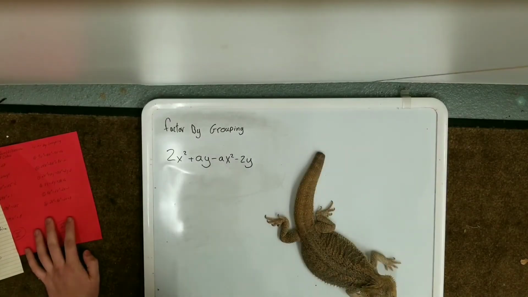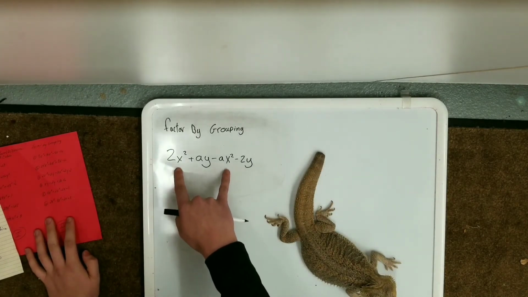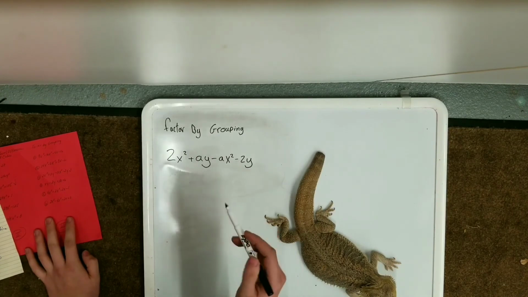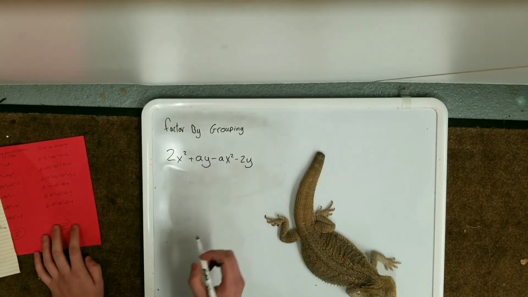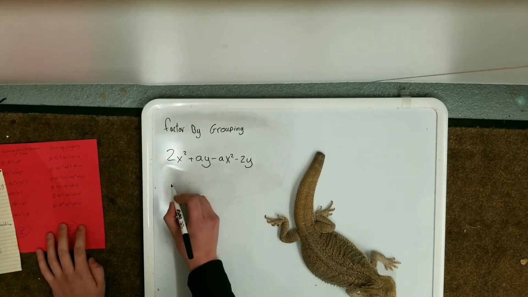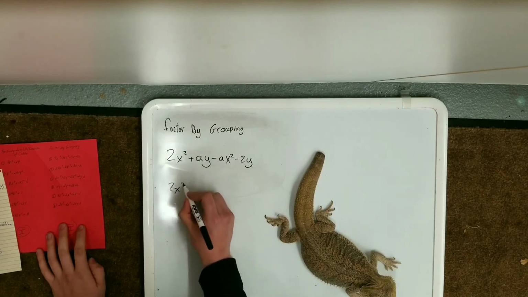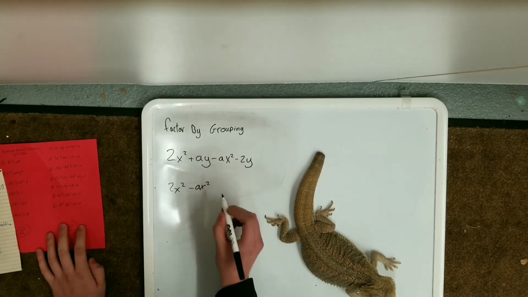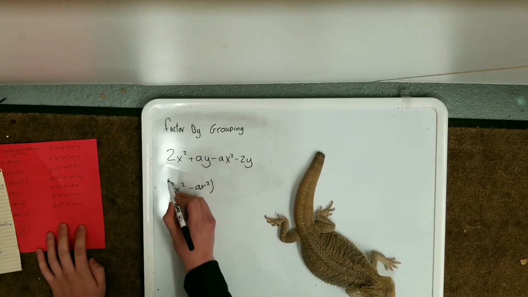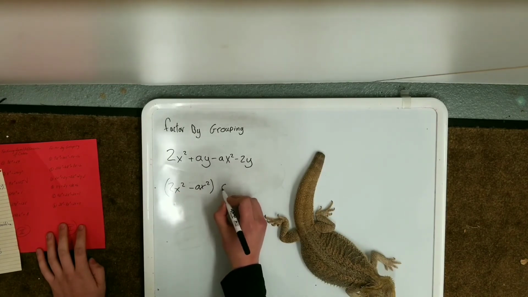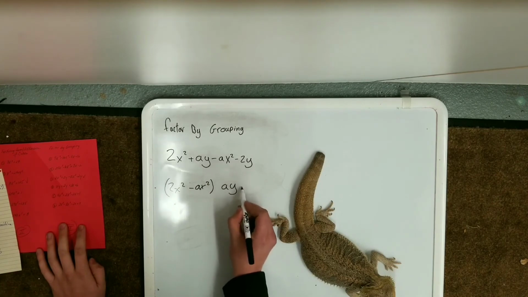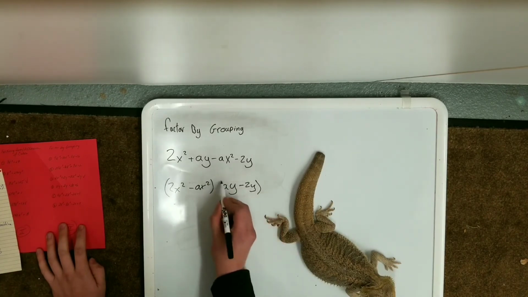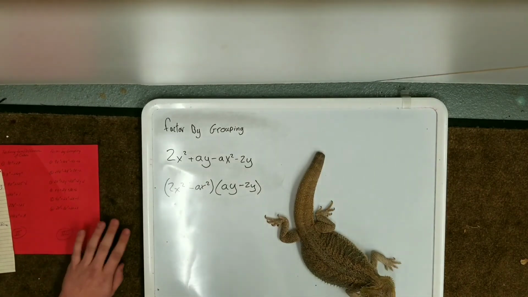So in this problem, we're going to be doing factoring by grouping. You notice that we have 2 x squareds and 2 y's. So that's how we know this is a factor by grouping problem. So we're going to take the 2x squared and match it with the negative ax squared. And then we're going to take the ay and the negative 2y. And that's our second group.